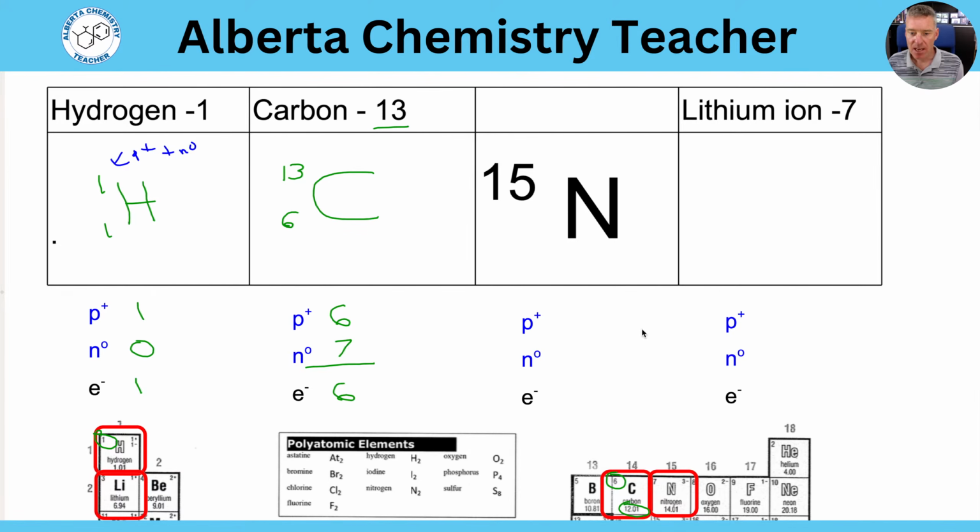Nitrogen. So N, which is nitrogen, a mass of 15. And now I left out the atomic number. You'll see this occasionally, maybe in upper year courses or university. It can be left out because we know nitrogen is atomic number 7. So even if it's missing, it's easy to look up. And that tells us our proton count. The difference between the 15 and the 7 is our neutrons. So there's 8 of those. There's our 15. And our electron count, protons and electrons are the same.